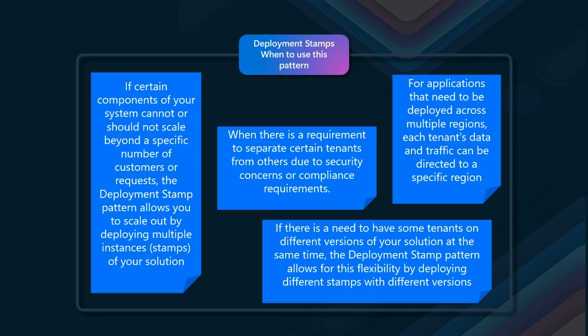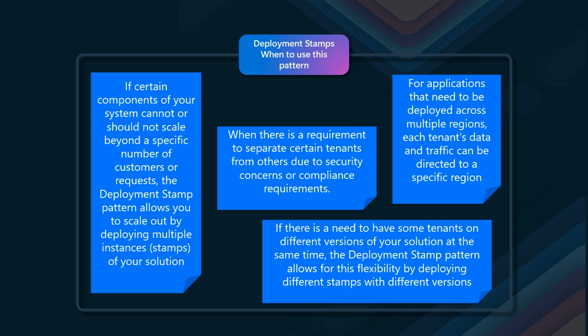The deployment stamp pattern is useful in the following scenarios. Natural limits on scalability. If certain components of your system cannot or should not scale beyond a specific number of customers or requests, the deployment stamp pattern allows you to scale up by deploying multiple instances or stamps of your solution. Tenant isolation. When there's a requirement to separate certain tenants from others due to security concerns or compliance requirements, the deployment stamp pattern can be used to deploy those tenants into their own isolated stamps.